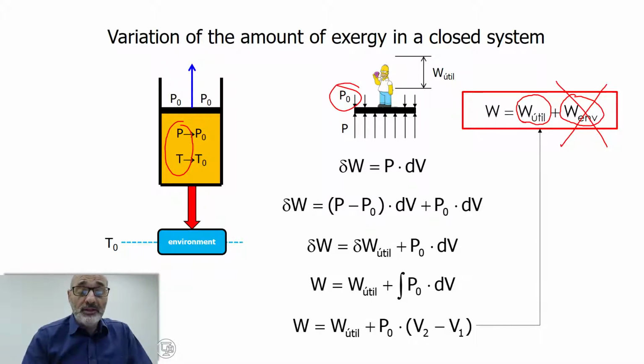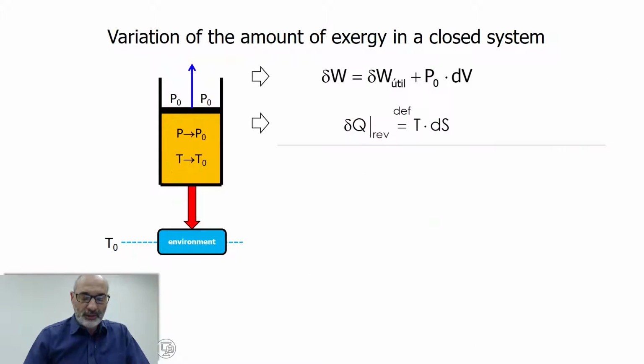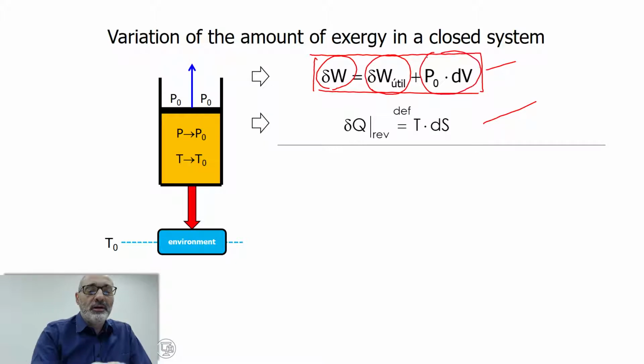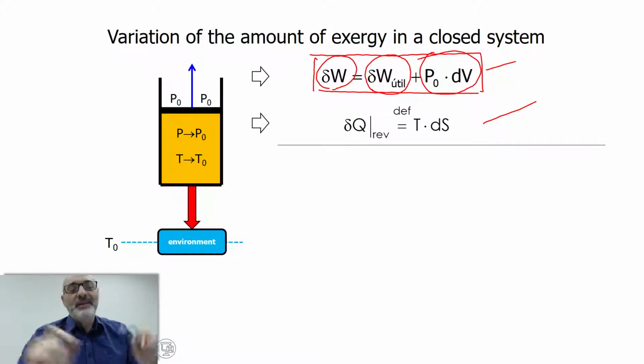So let's continue, because what I want to obtain here is a working definition of exergy. I want to obtain a mathematical formula which is convenient for the definition of exergy. So let me just rewrite the expression that we obtained. Work produced by the system is equal to useful work plus work against the environment.